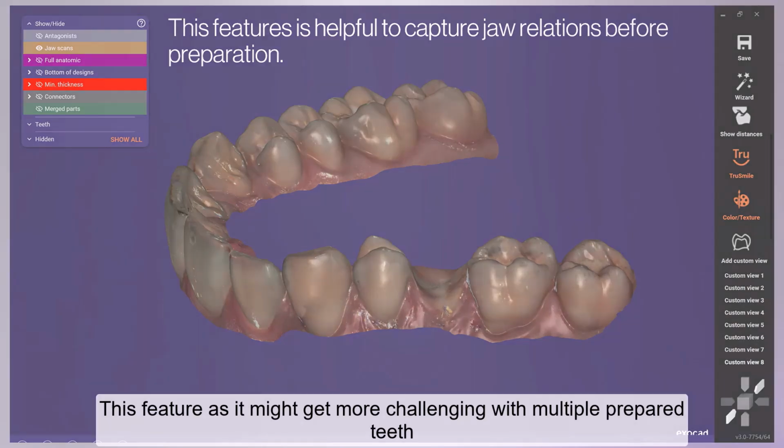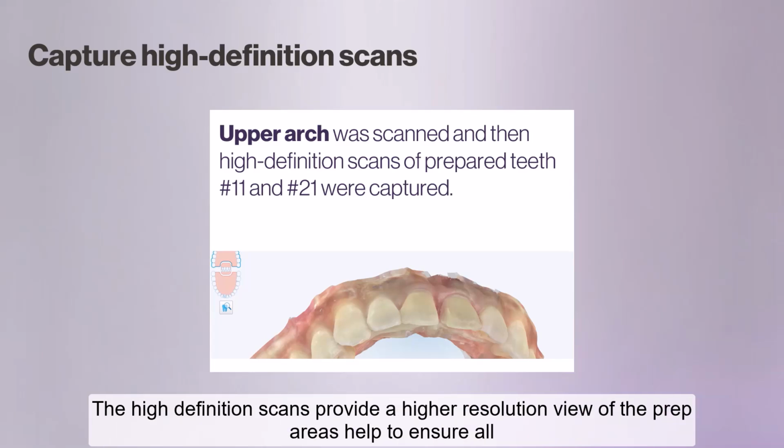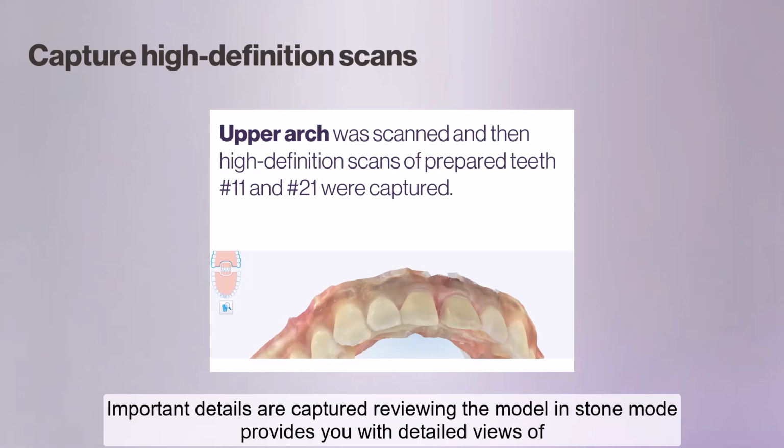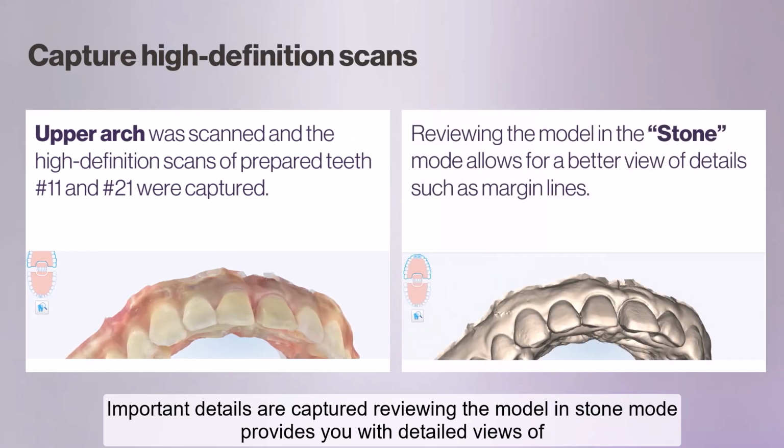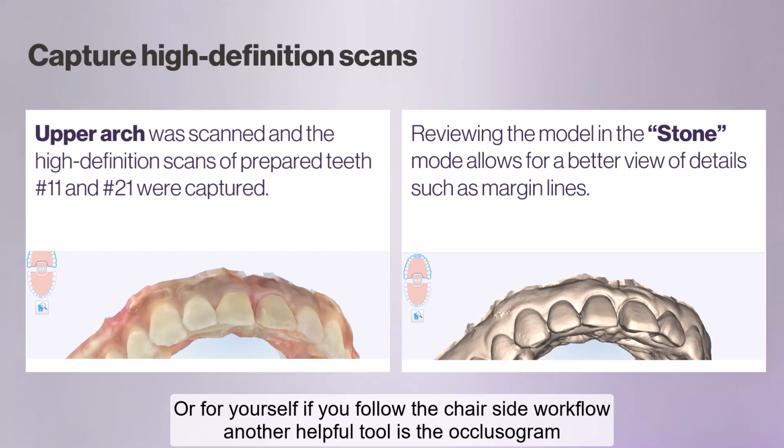With iTero, you can also capture high-definition scans of the specific teeth, like the upper central incisors in this case. The high-definition scans provide a higher resolution view of the prep areas, helping to ensure all important details are captured. Reviewing the model in stone mode provides you with detailed views of margins and preparation details, which is critical for ensuring accurate restoration production by your laboratory or for yourself if you follow the chairside workflow.